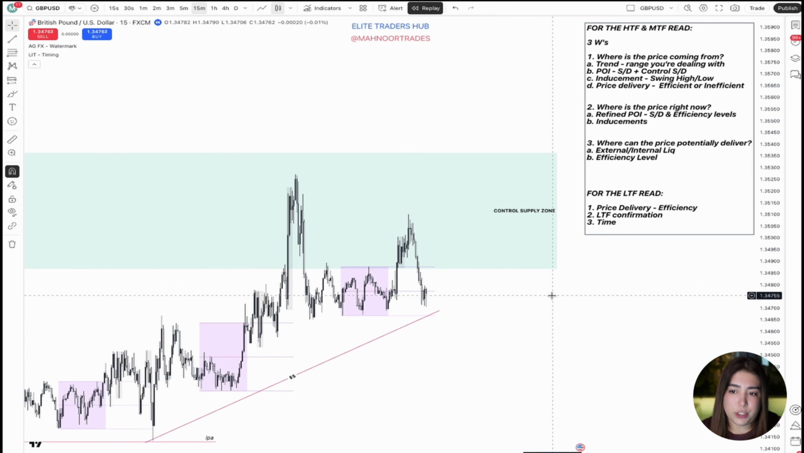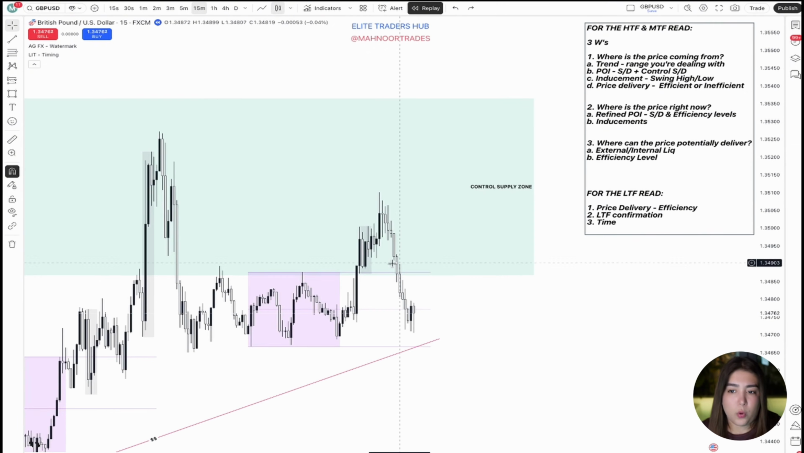So what we're going to do right now is refine the point of interest, although in this case, it might not be really necessary because we're already very close to the high time frame control supply zone. We're not going to mark any zones in this case. We're not going to refine any supply zone here. Why is that? Because price is already really close to the control supply zone coming from the high time frame, so it's very much still relevant.